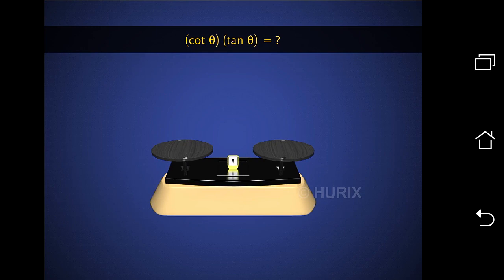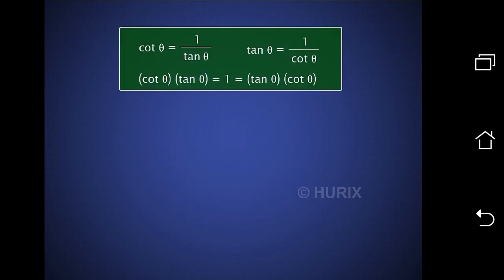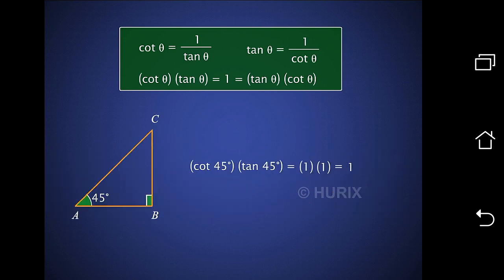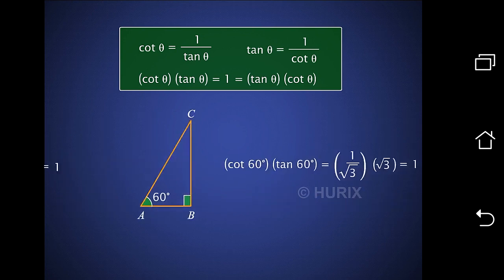What about the product of tangent and cotangent of an angle? Again, tangent and cotangent are reciprocals. Therefore, the product of tangent and cotangent is equal to 1 for any value of angle theta, provided tan theta and cot theta are not equal to 0.